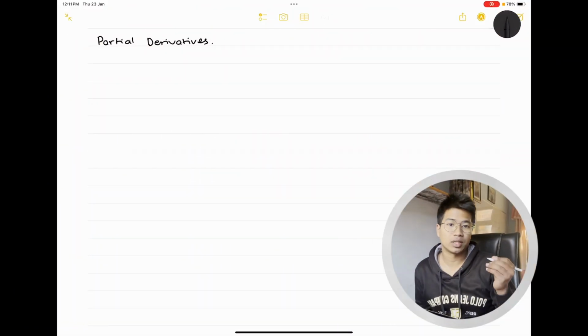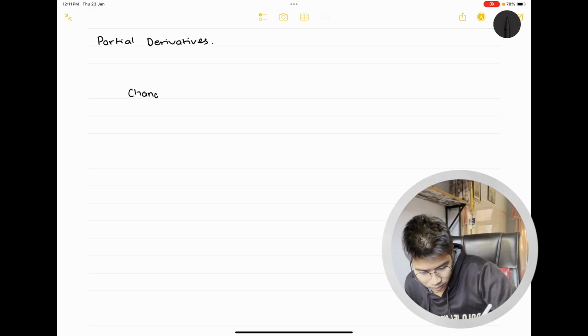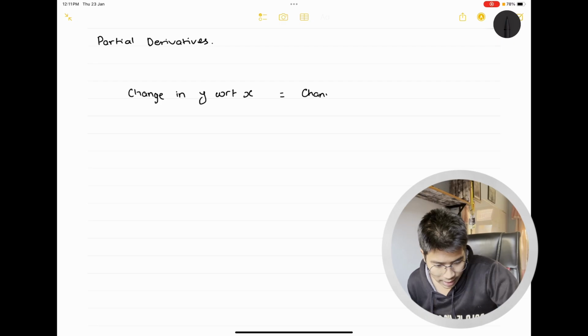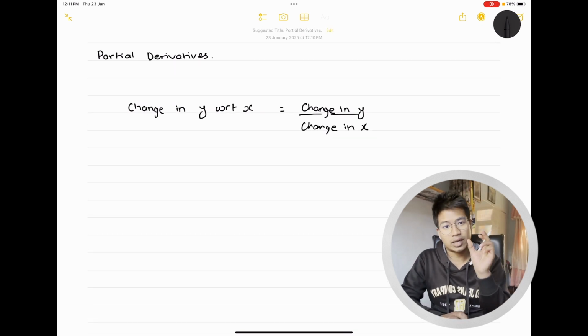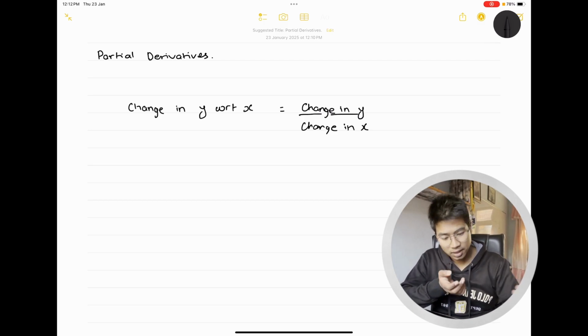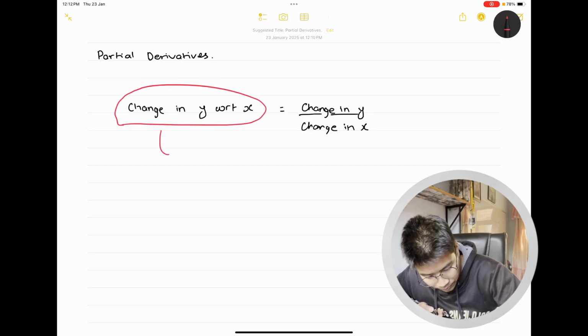So if you remember, the way we calculated the derivative was we found out change in y with respect to x. And that we computed as change in y divided by change in x. So that's pretty simple, right? And the derivative would be defined when the 2 points were very, very close. So it's a special case of change in y with respect to x, right? So you could just basically say that change in y with respect to x, this whole thing is the derivative.